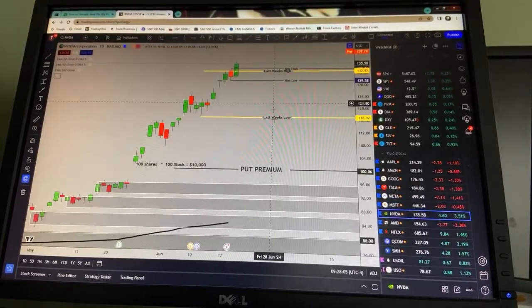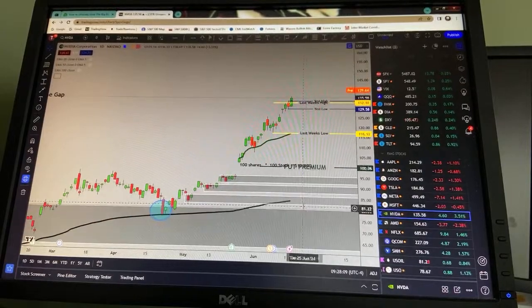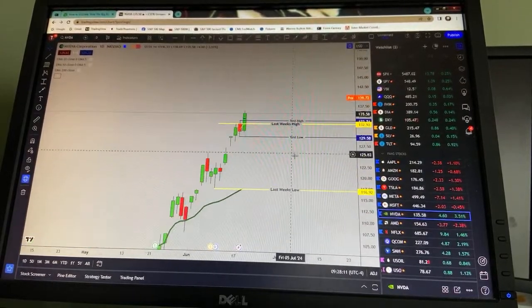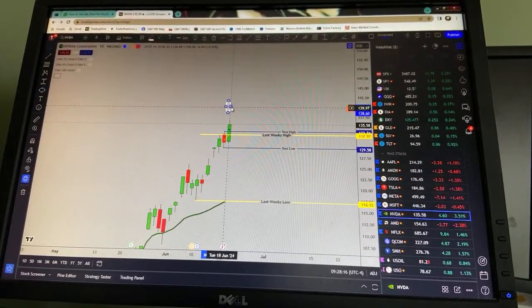Okay, Nvidia, monster. Hopefully, y'all are not shorting Nvidia. All right, just when you think it's over, it continues to go. However, I want to be extremely careful. Now, Nvidia is just taking over Apple and Microsoft as number one in the XLK.